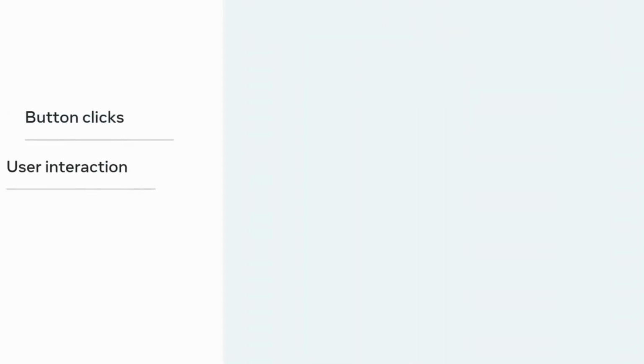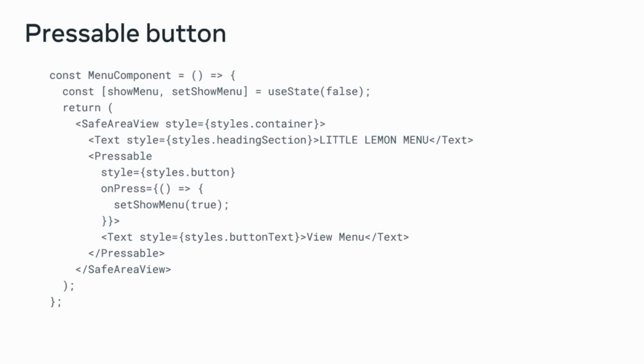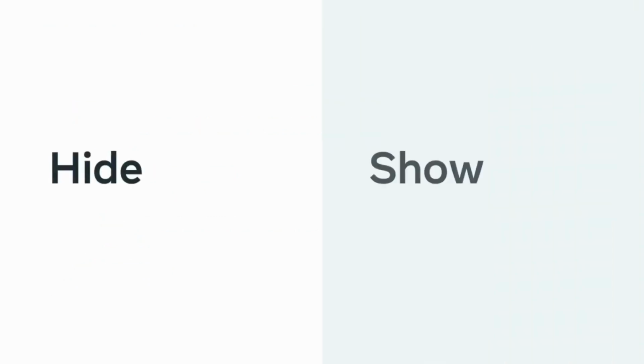Button clicks, user interaction, inputting text, and so on, are local to a React component. As such, typically these actions and their state are stored locally within the React component. In the Little Lemon app, when the user clicks on View menu, the local state of Show menu is set to true. You can then use this local state to keep track of whether to hide or show the menu on the screen. You'll explore exactly how to do this later in the lesson.